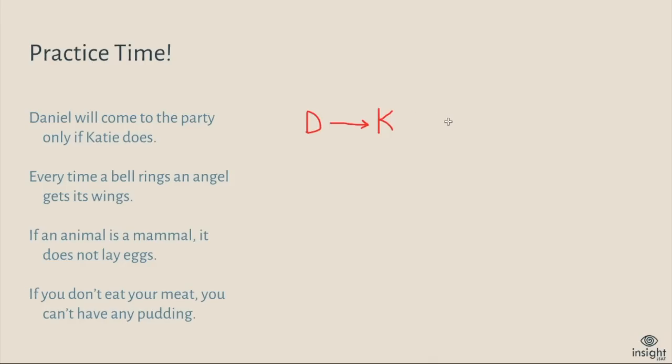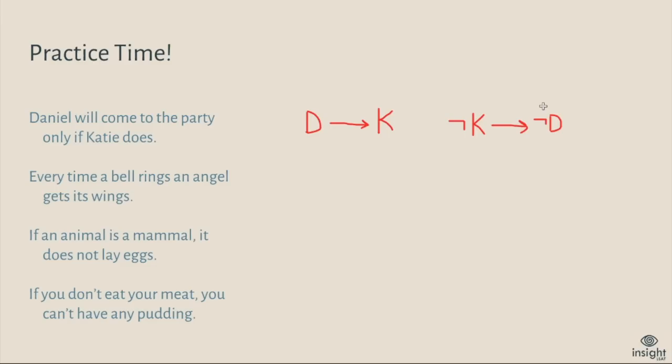Okay, let's move to the contrapositive. If we don't see Katie, right, this is negating the right side of the arrow, well, Daniel must not be there either. And this is negating the left side over there and bringing it over here. If Katie's not at this party, then Daniel is not at this party either.